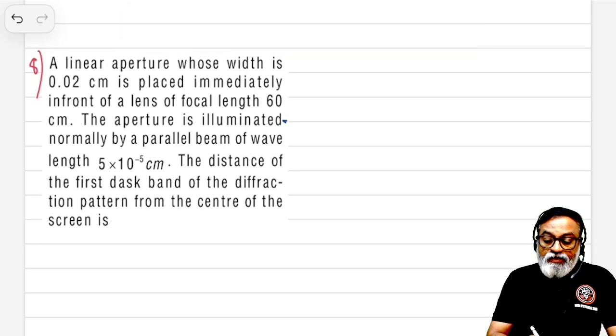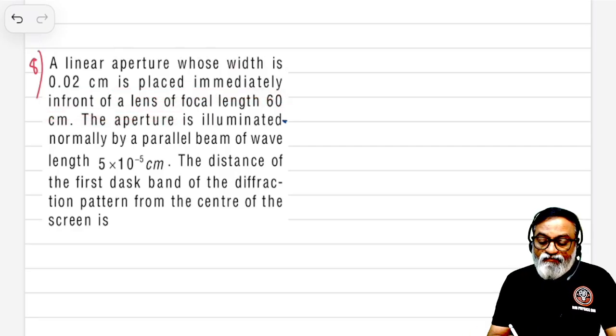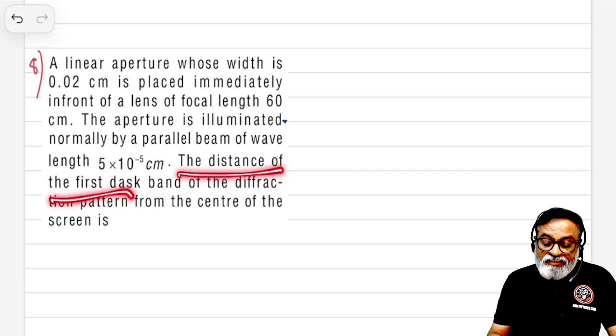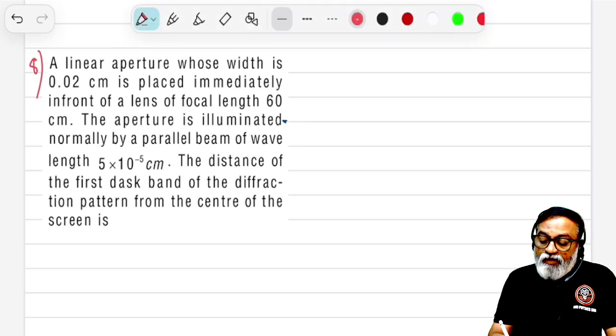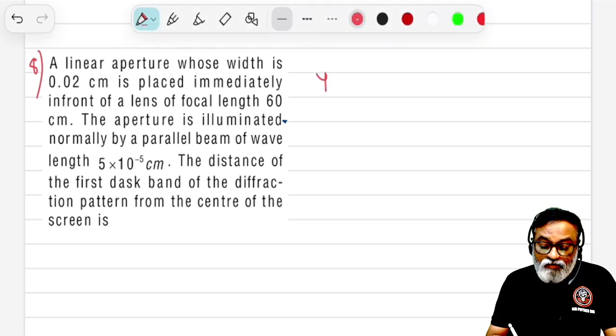Next one. A linear aperture whose width is 0.02 centimeter is placed immediately in front of a lens of focal length 60 centimeter. The aperture is illuminated normally by a parallel beam of wavelength 5 into 10 to the power of minus 5 centimeter. Find the distance of the fifth dark band of the diffraction pattern from the center of the screen. See here, linear width of which one? Distance of first dark band.